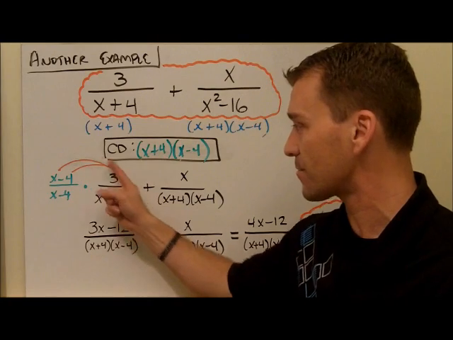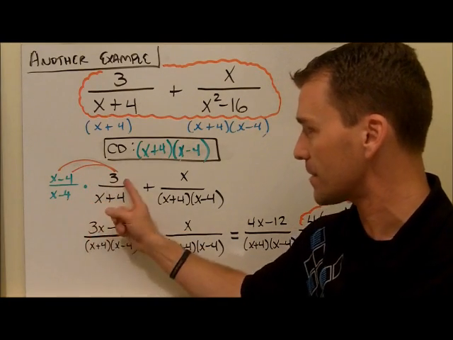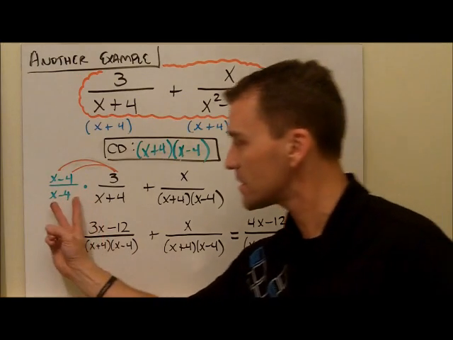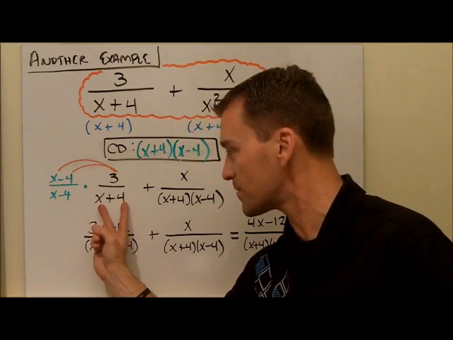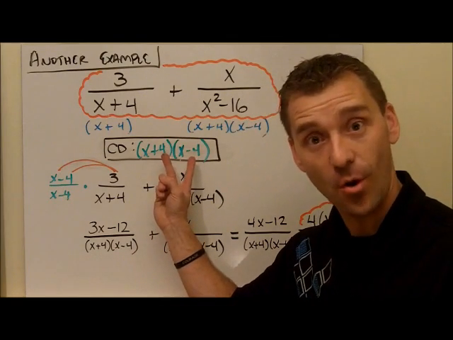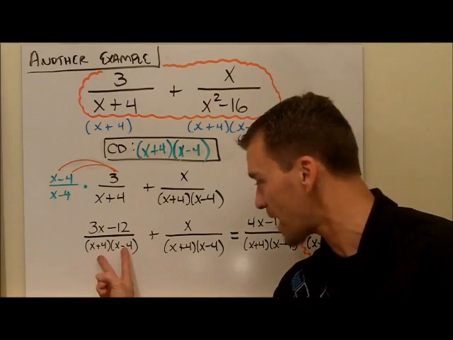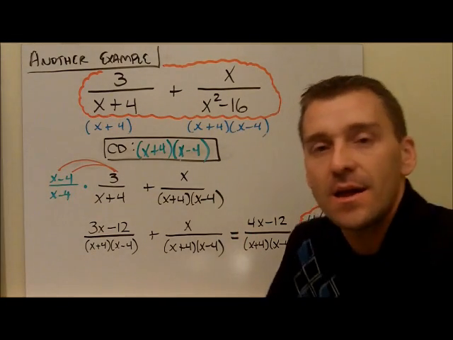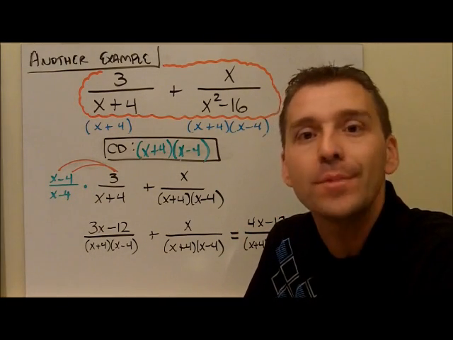So you take the 3 times the x, you get 3x. 3 times the negative 4, you get negative 12. Wonderful. Now if you notice, x minus 4 times x plus 4 gives you exactly this, which is your common denominator. Sweet. So now I have these two guys, exactly the same denominators. So I've got what I need. Now I just got to get the answer and be done.